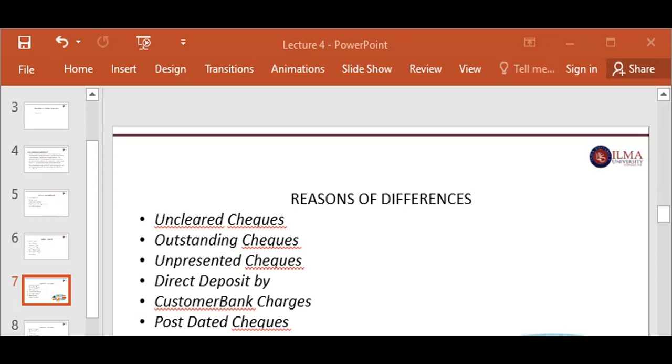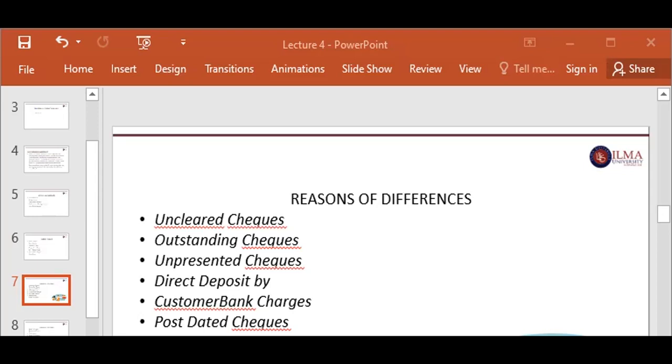The next one is direct deposit by customer. Customer made direct deposit into the company's bank account which has not been entered in the cash book. So when making a bank reconciliation statement, we will add direct deposit by a customer in our cash book. Charges, any type of charges, let's say bank charges deducted for the service rendered by the bank, and the charges are also deducted from cash book.